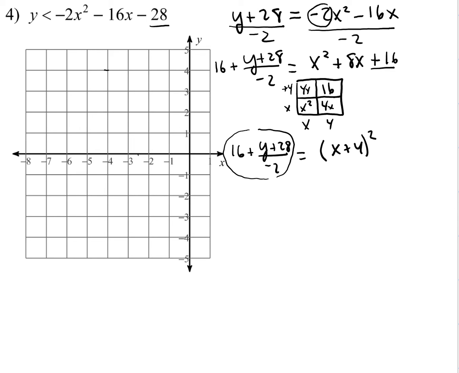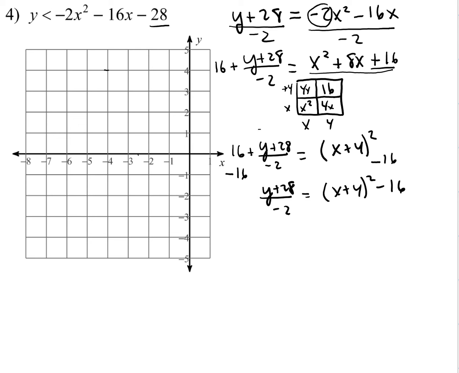So we just changed this quadratic into perfect square form, and so now we're going to move all these other items back to the other side. So move it just the way you put it over there. So the last, we're going to subtract 16. I'm going to subtract 16 from this side. So then you get y plus 28 over negative 2 equals x plus 4 squared minus 16.